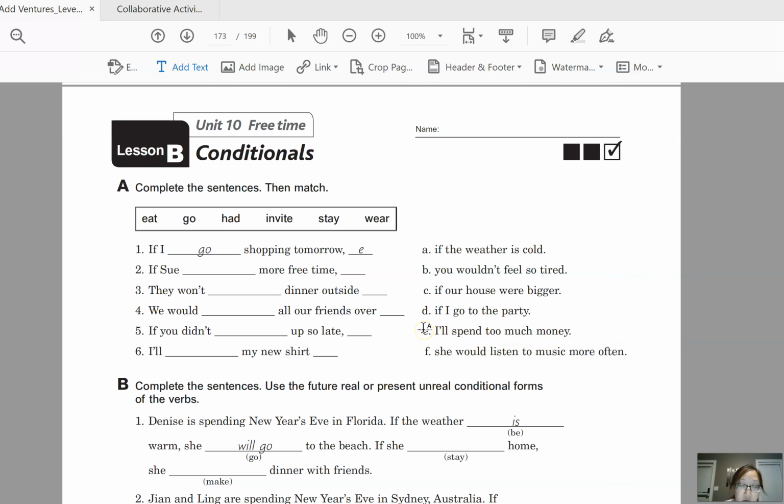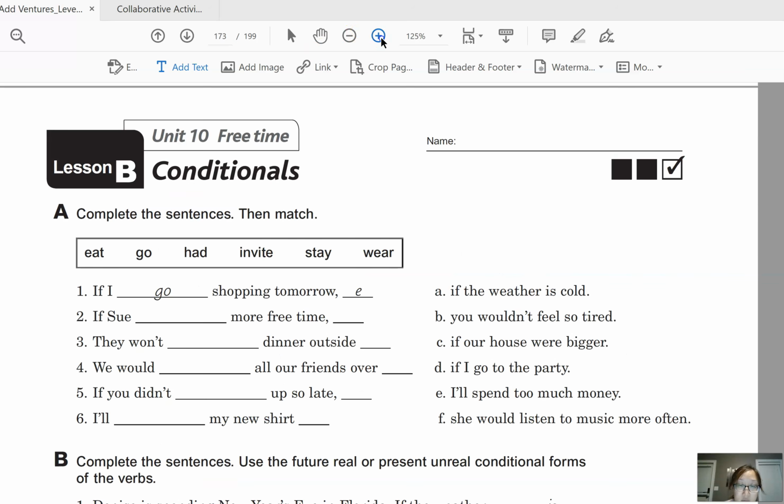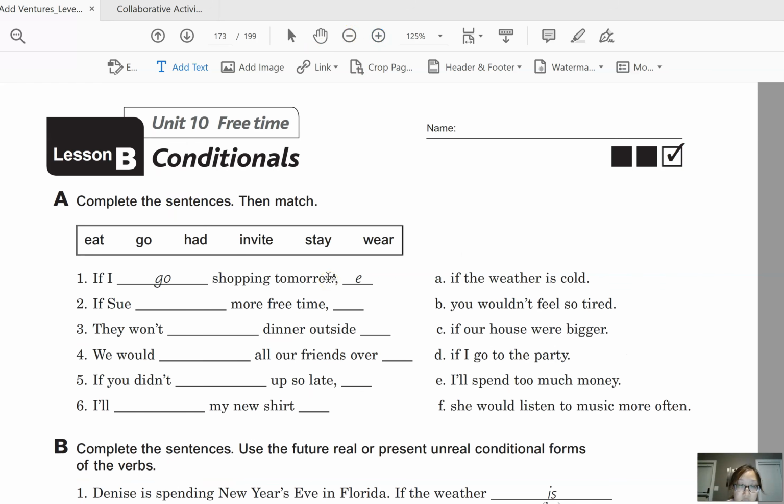Okay, so go ahead and pause the video and complete numbers 2 through 6. Let me zoom in a little more so you can see it more easily. Okay, so go ahead and complete this activity.